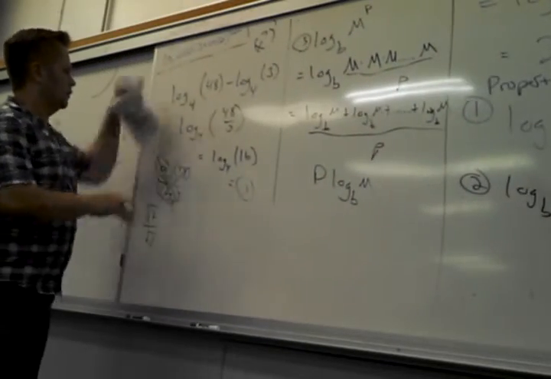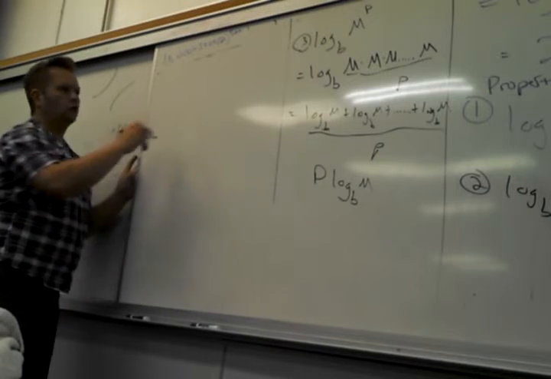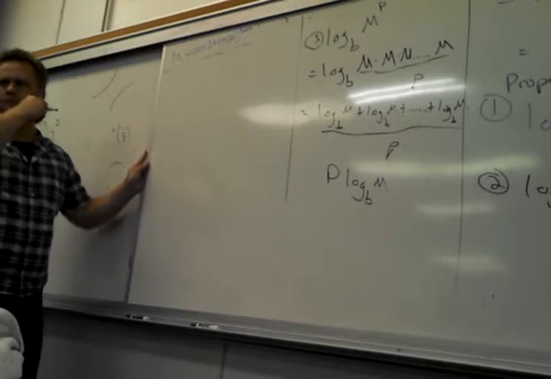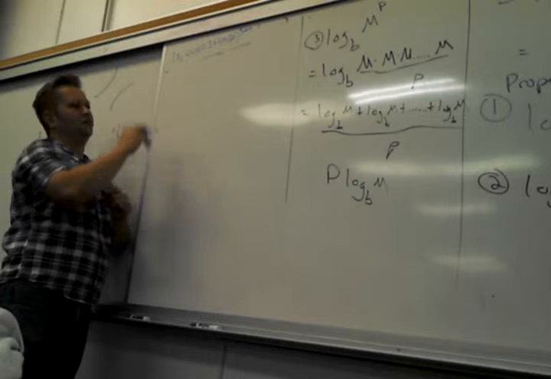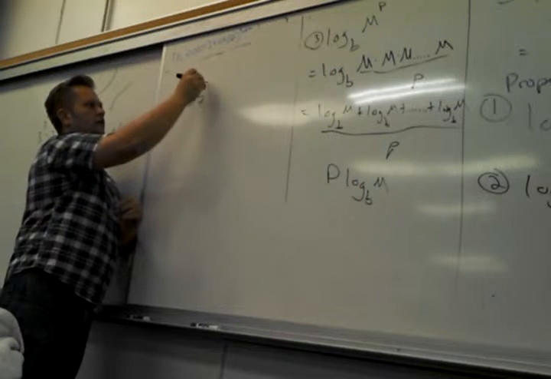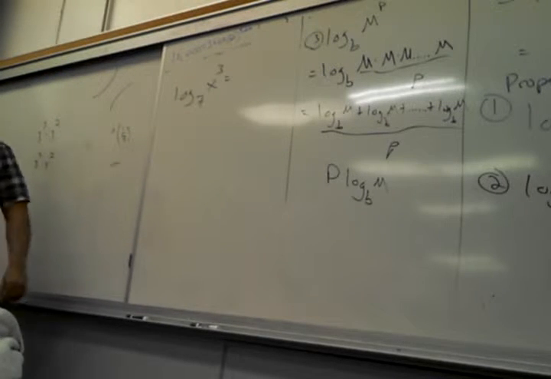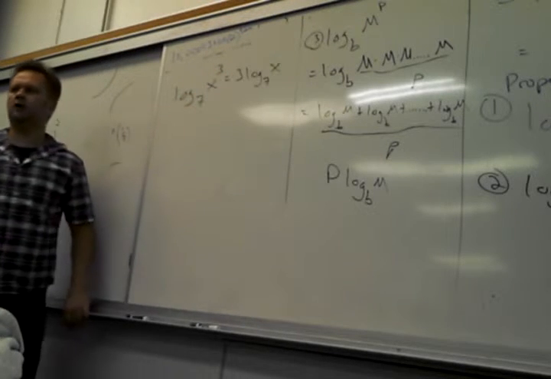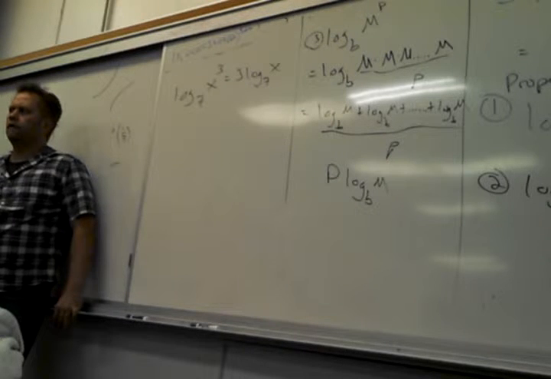So, real quick example. You guys don't realize this yet, but we can now solve this. If I had log base 7 of x cubed, how could I rewrite that? 3 log base 7 of x. Good. Those are the same thing. Cool.